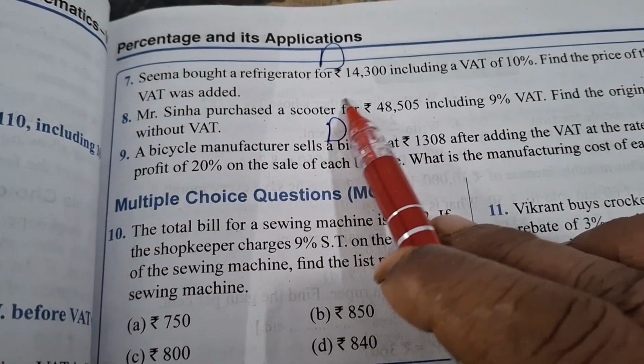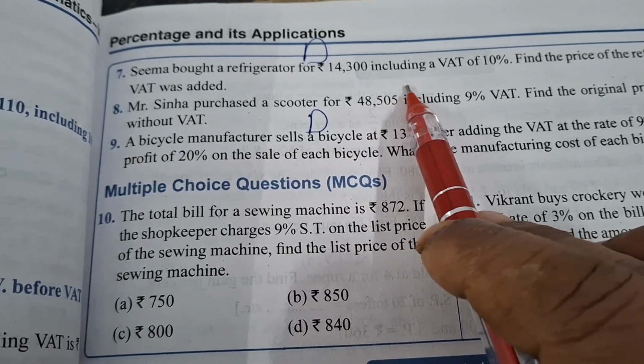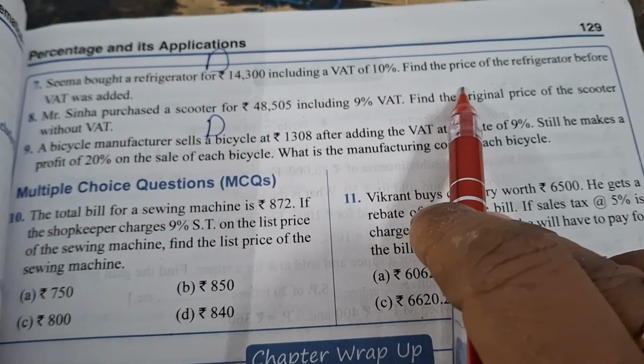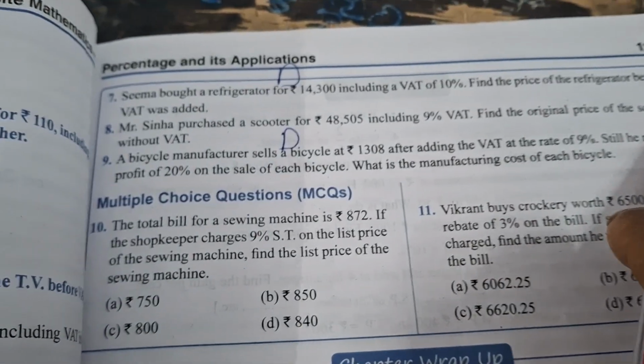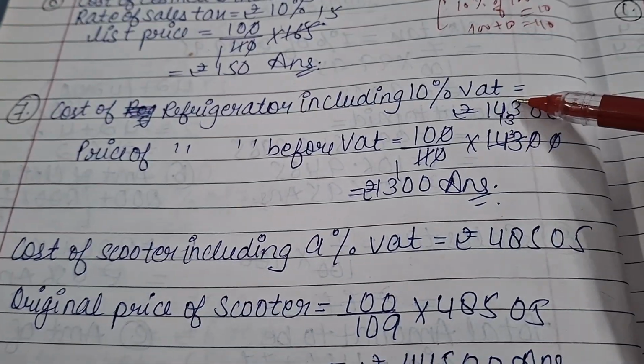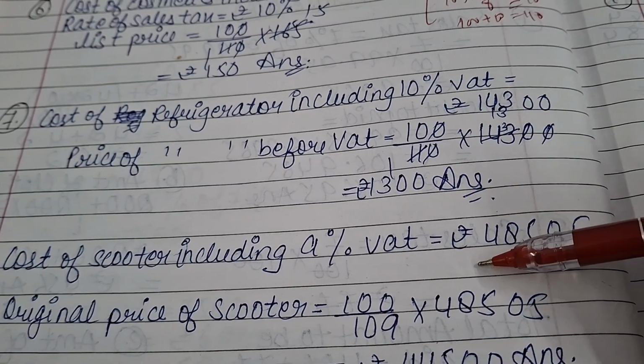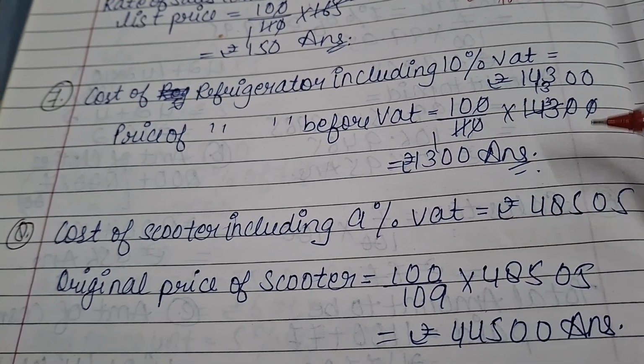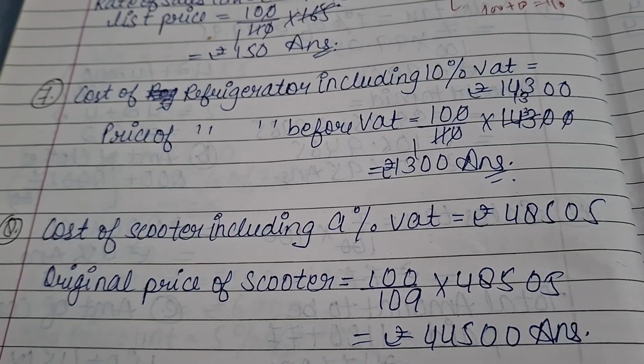Seven. Seema bought a refrigerator for rupees 14,300, including a VAT of 10%. Find the price of the refrigerator before VAT was added. Again, same solution, you will do the same in question 7 also.